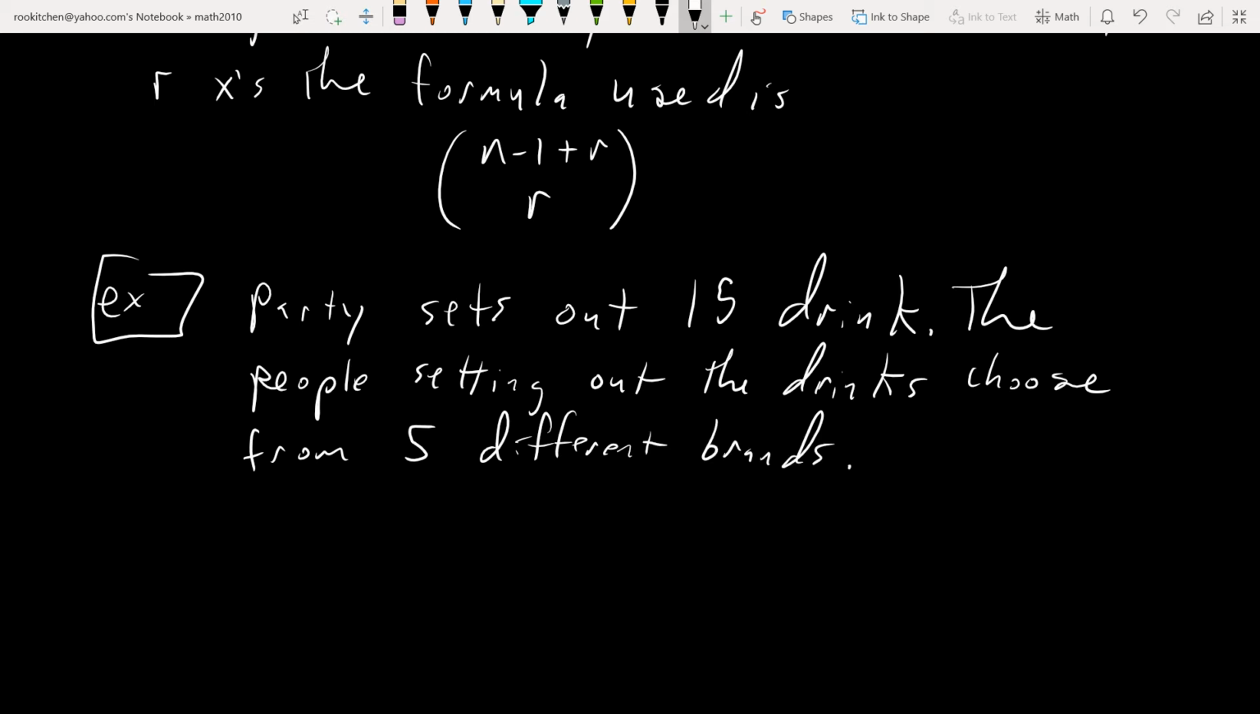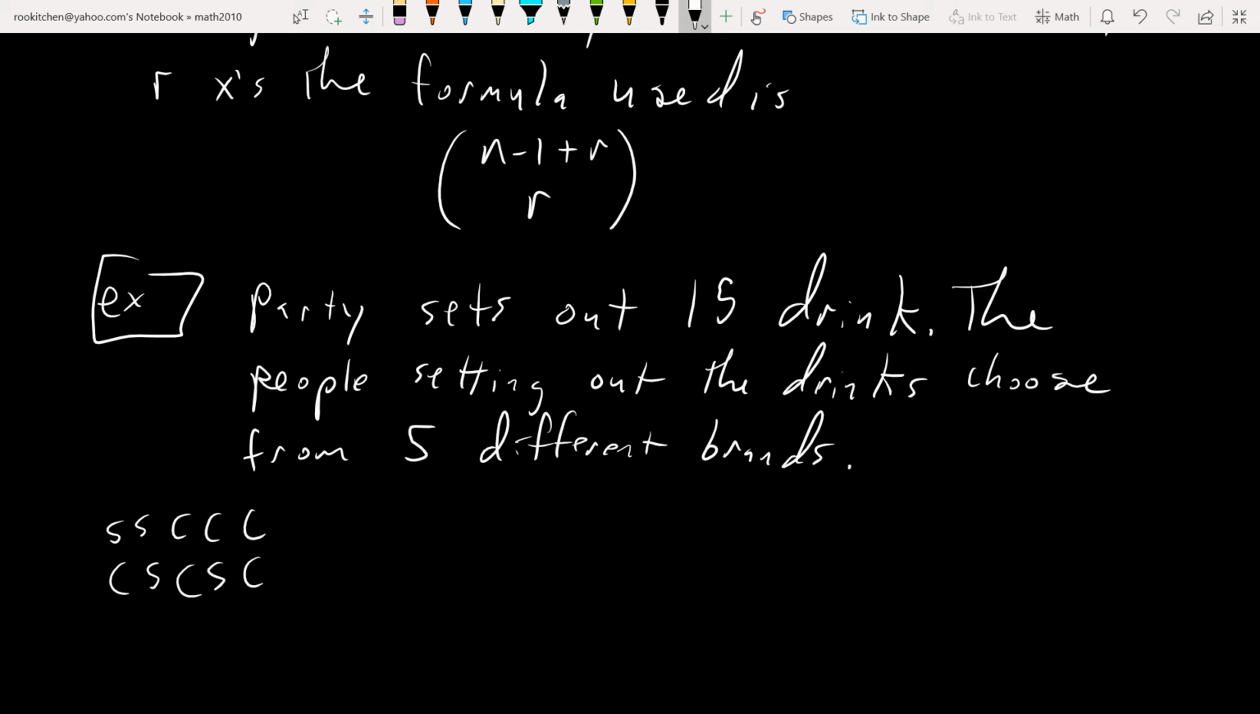Okay, so order doesn't really matter here. If you can imagine, you're putting out 2 Sprites and, I don't know, 3 pops. It doesn't matter if you go 2 Sprites and 3 Cokes, right? So repetition is okay, but order doesn't matter, because putting out 2 Sprites and 3 Cokes is the same as putting out Coke, Sprite, Coke, Sprite, Coke. Okay, so this is one of these multi-set problems.